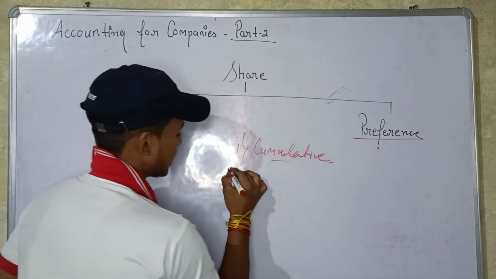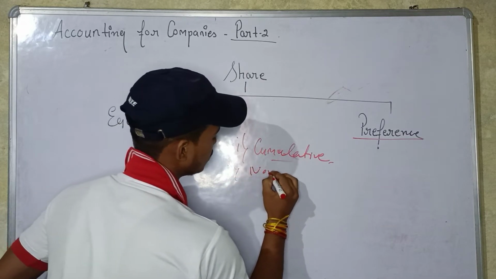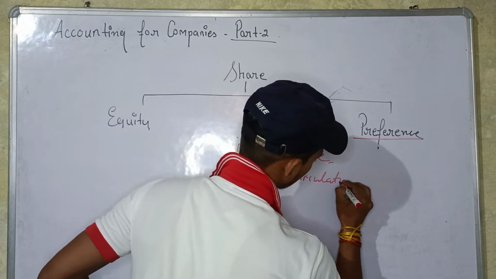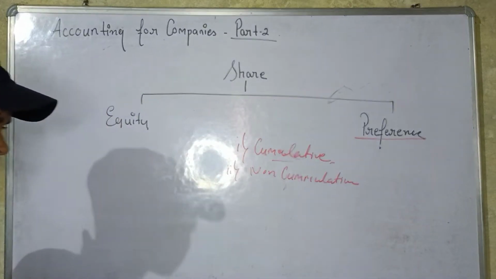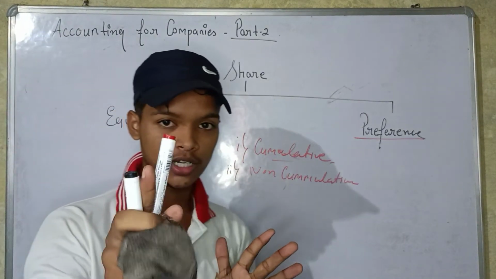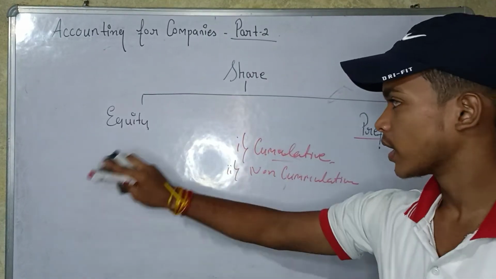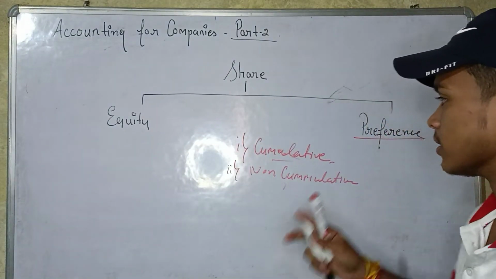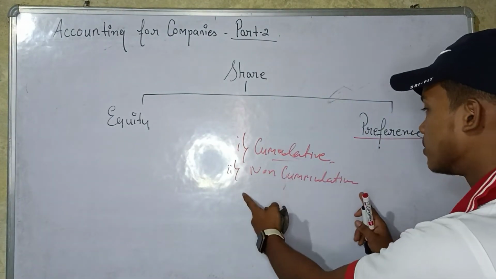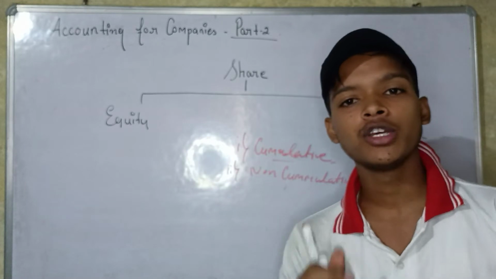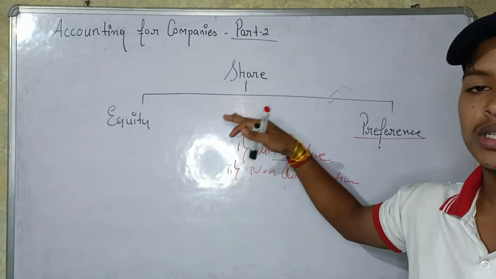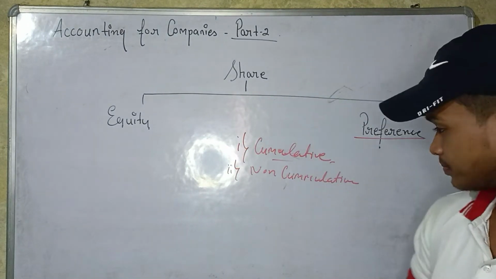Okay. Second is non-cumulative. That's it. What is cumulative and what is non-cumulative? Listen carefully. Okay, all the concept is fine. Here, cumulative and non-cumulative are types of preference shares. Listen carefully, because this is the most important part of this topic.